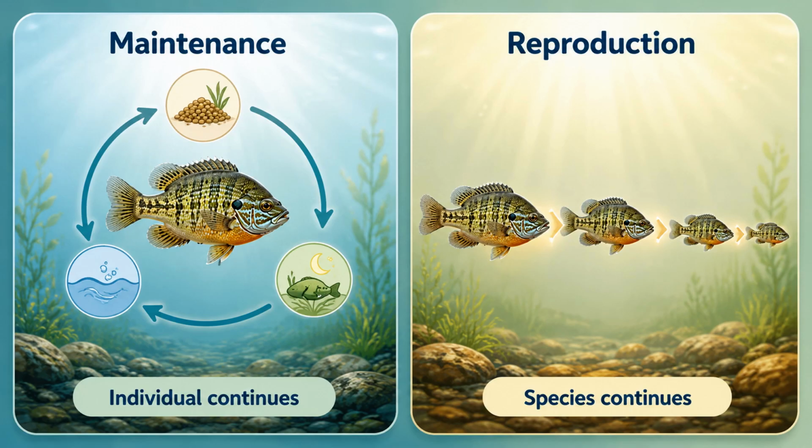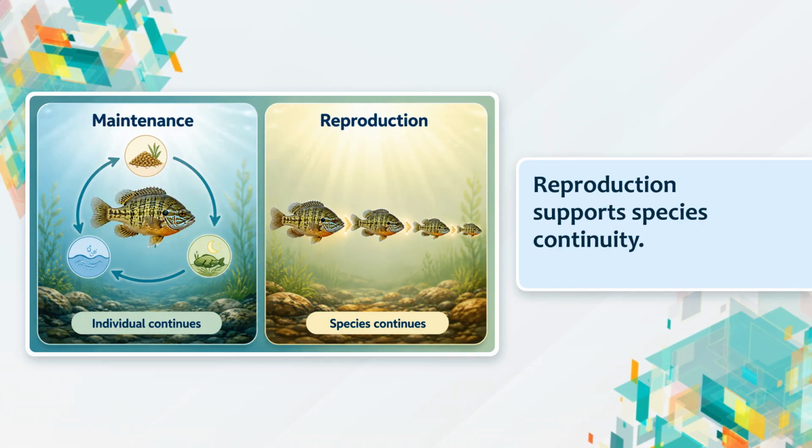Maintenance supports the existing individual, while reproduction adds new individuals. So reproduction is not required for one organism's survival, but it is essential for species continuity across generations. Keep the two outcomes separate. Reproduction supports species continuity. Maintenance, by contrast, supports the existing individual.